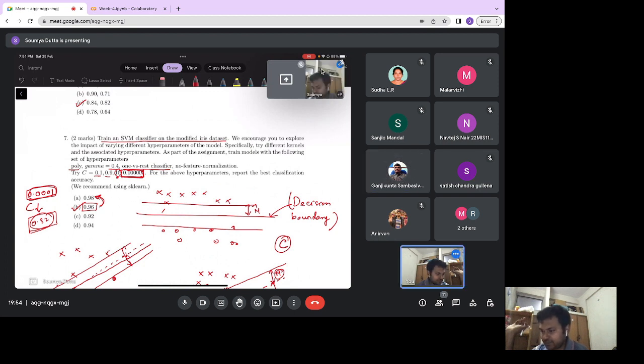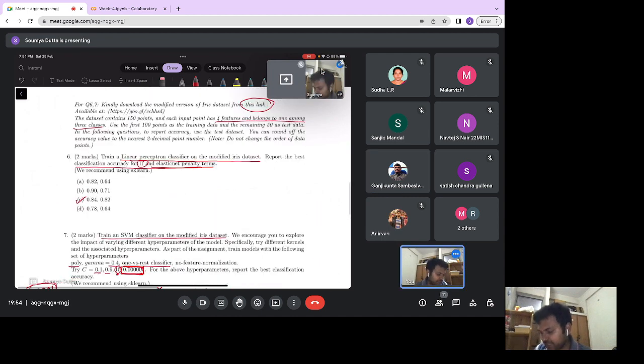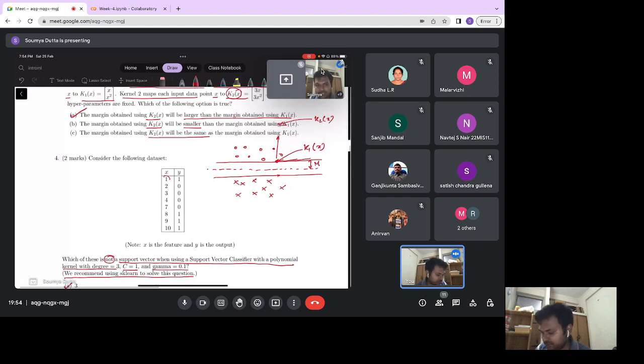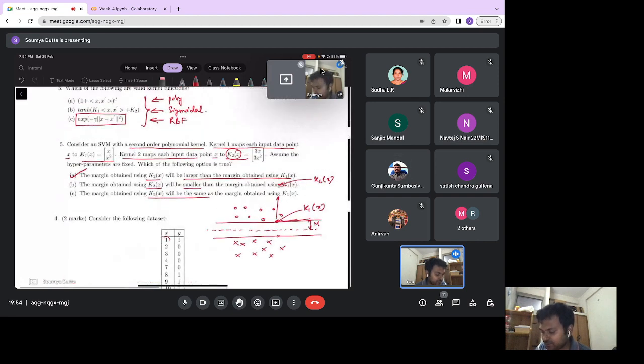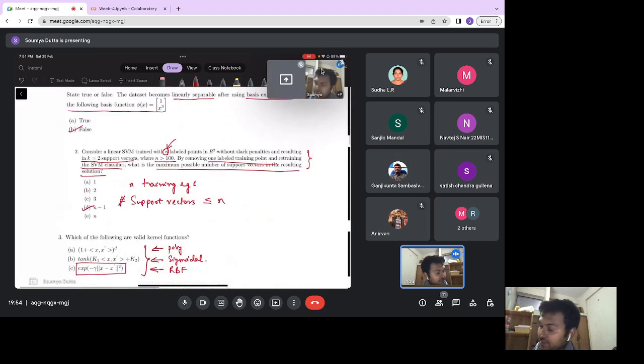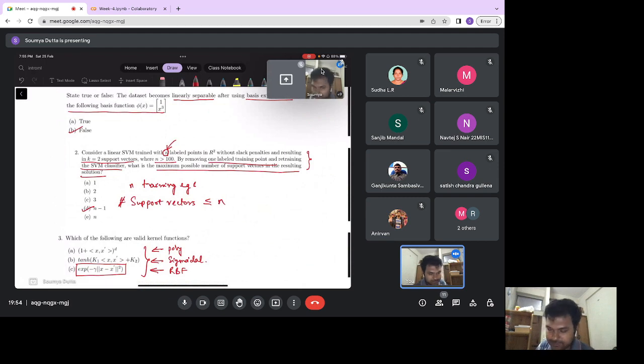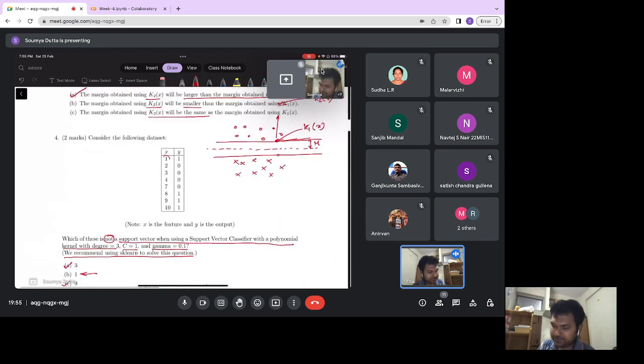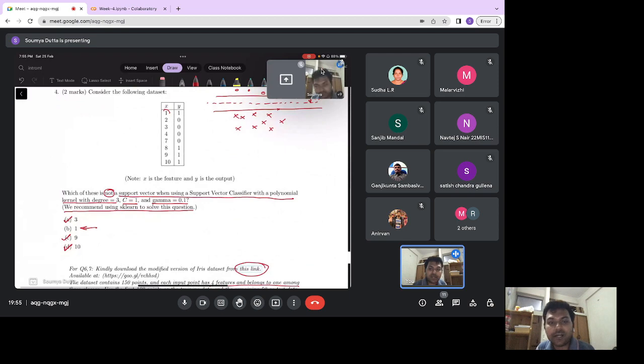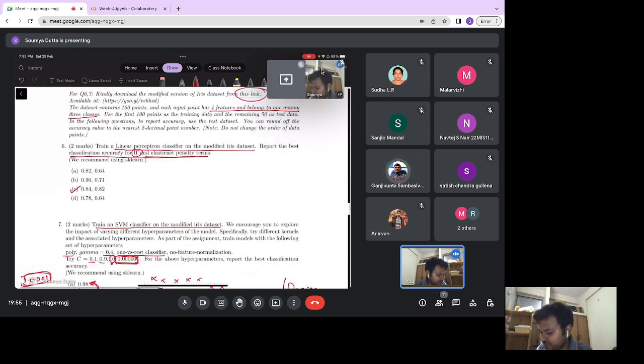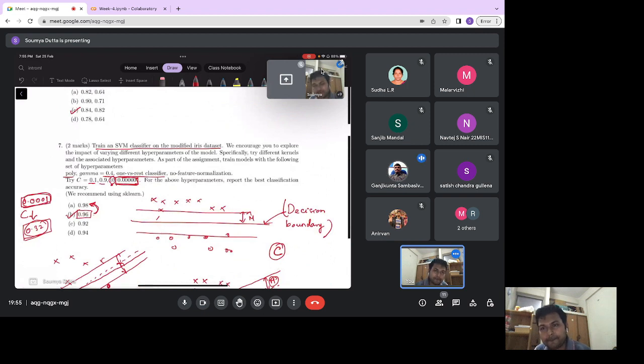SVM is actually a difficult topic. SVM is not very easy to grasp. However, if you understand SVM, it is a very elegant and very powerful way of doing classification. So try to understand SVM.